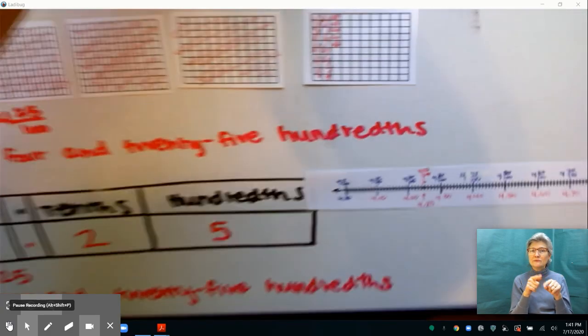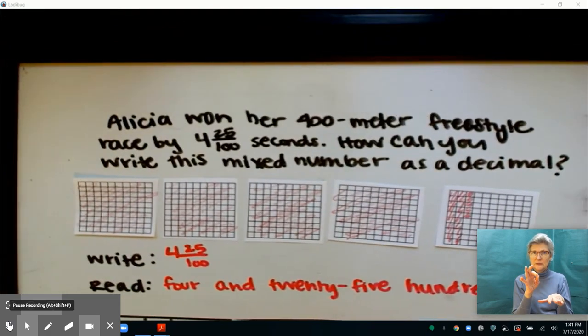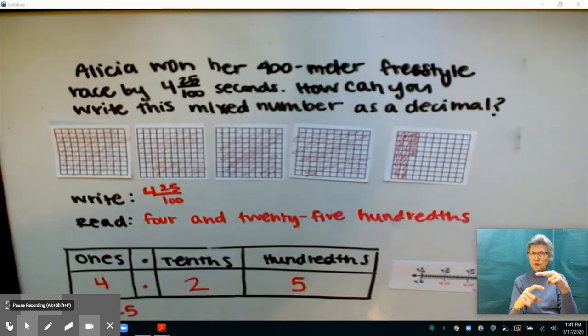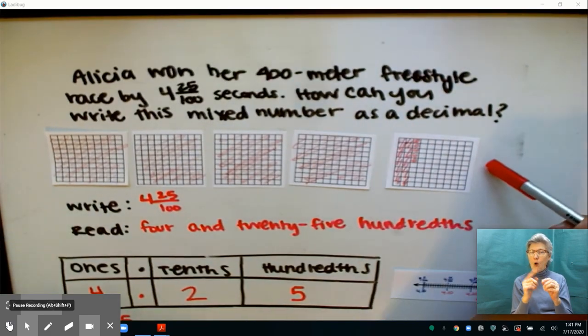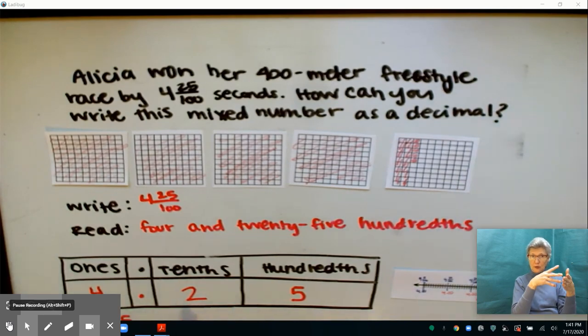Again, there are several different ways that we can use to help us find how to write a mixed number or a fraction as a decimal, always starting with this visual model to help us understand what this number looks like, moving to our place value chart to think about our decimal, and then we can always use our number line as well.